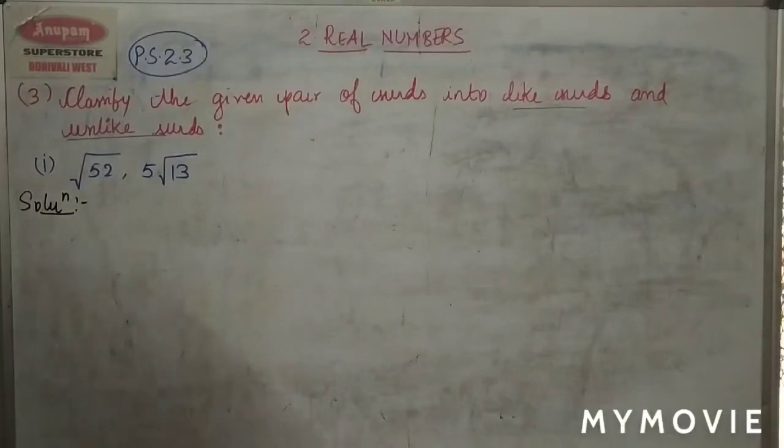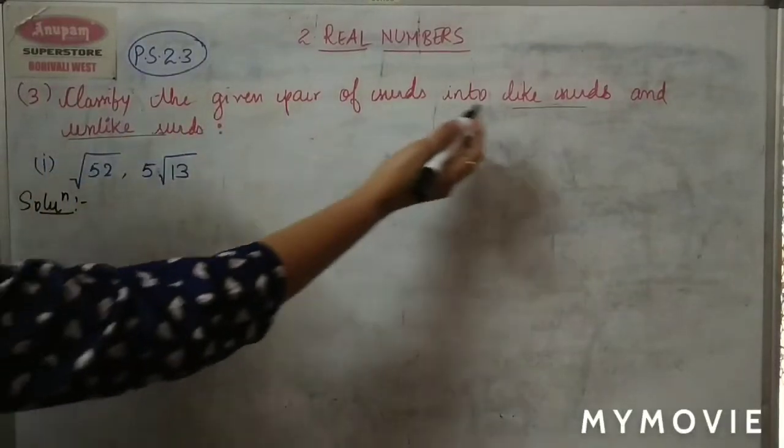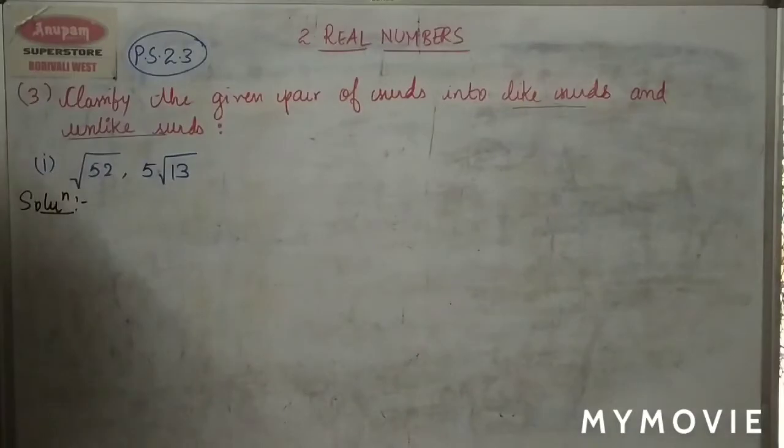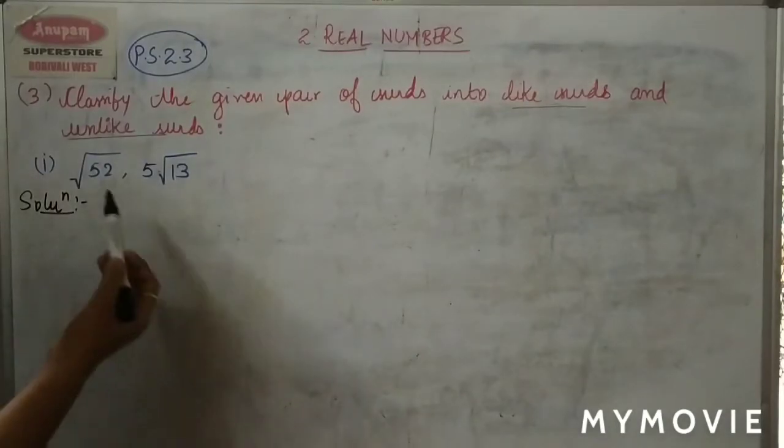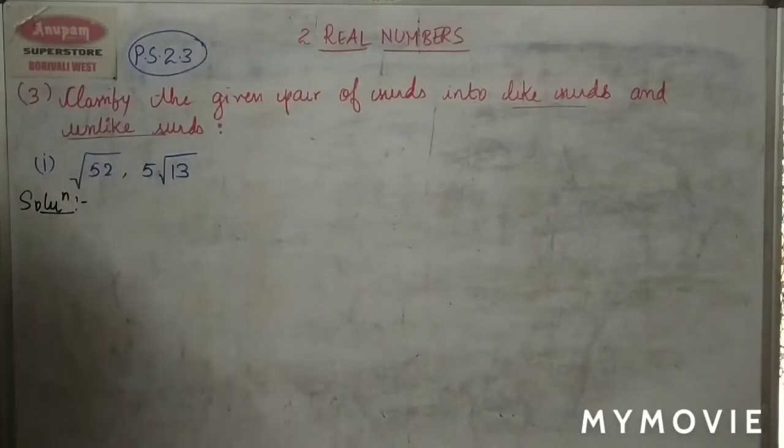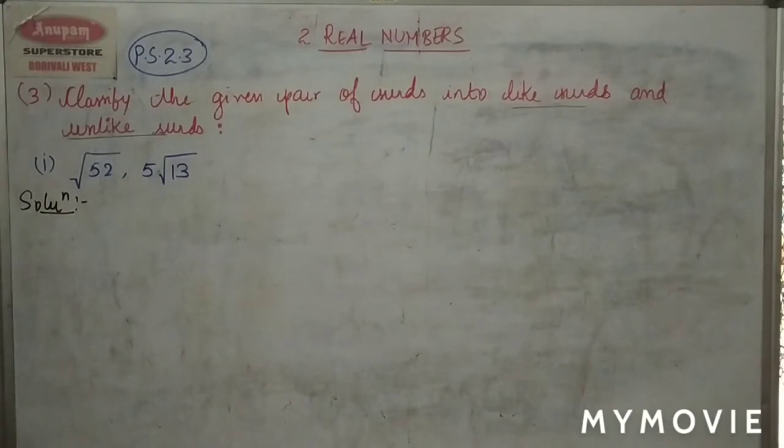The next question that we have is to classify the given pair of surds into like surds and unlike surds. So we have to identify whether these surds are like or unlike. Like means similar and unlike means different. Now, for any surds to be similar, there are two things that are necessary.